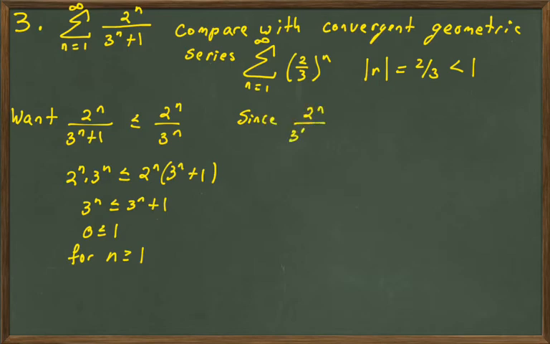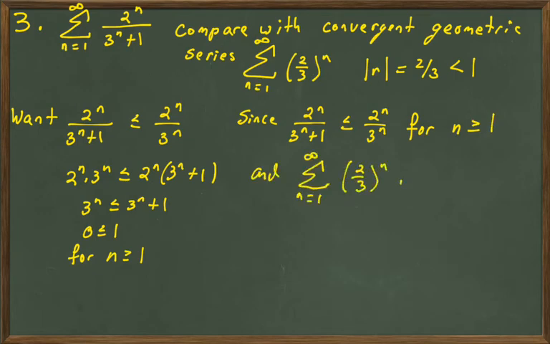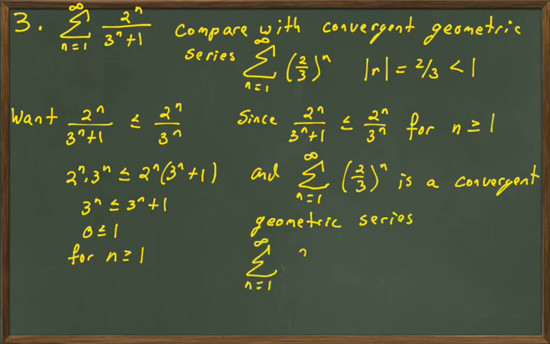And so since 2 to the n over 3 to the n plus 1 is less than or equal to 2 to the n over 3 to the n, for all n greater than or equal to 1, and the sum, n equals 1 to infinity, of (2/3) to the n is a convergent geometric series, because of the fact it's convergent, the other series that we're comparing it with is also going to converge. So the sum n equals 1 to infinity of 2 to the n over 3 to the n plus 1 also converges, and this is by the direct comparison test.